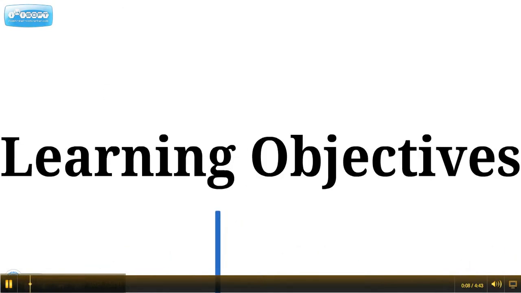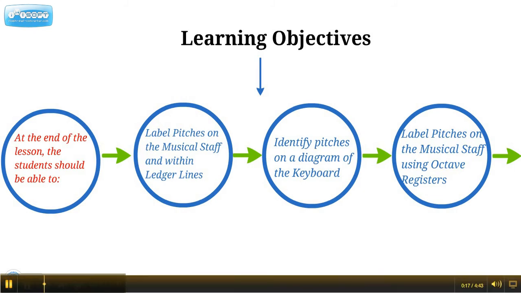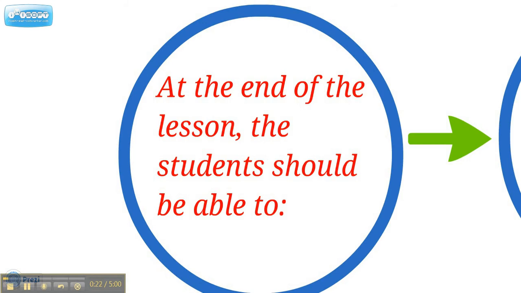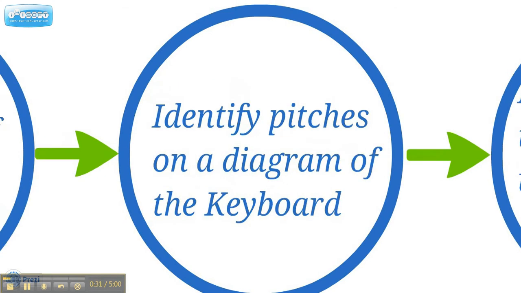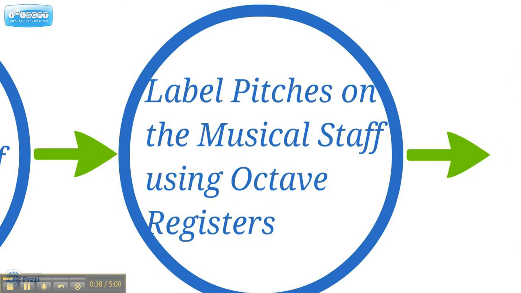Learning objectives. At the end of the lesson, you should be able to label pitches on the musical staff and within ledger lines. Identify pitches on a diagram of the keyboard. Label pitches on the musical staff using octave registers.